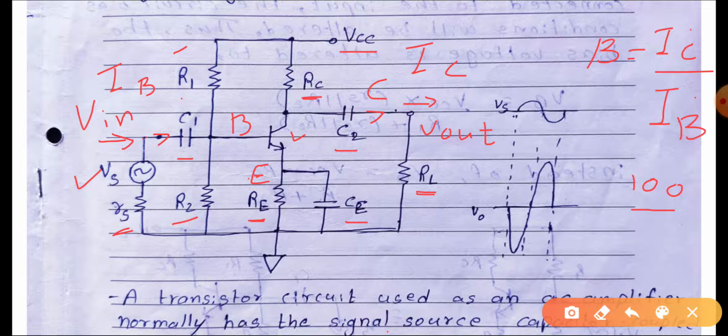Suppose when IB is 1 milliampere, then IC will be 100 milliampere. So you can say that the transistor action depends upon the value of beta. The amplifier action depends upon the value of beta. So when the value of beta is larger, you will get more amplified output.